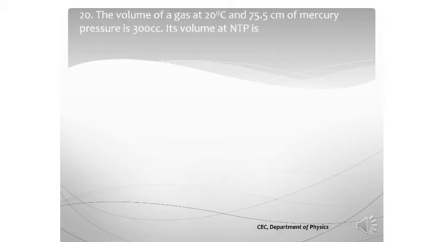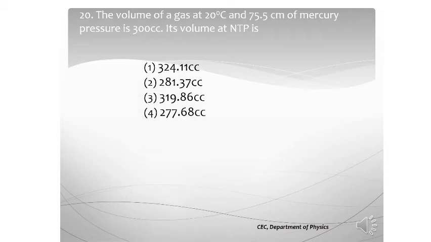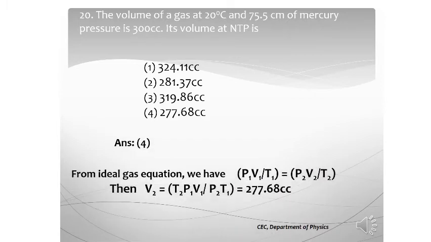The volume of a gas at 20 degree centigrade and 75.5 centimeter of mercury pressure is 300 cc. Its volume at NTP is: 1) 324.11 cc, 2) 281.37 cc, 3) 319.86 cc, 4) 277.68 cc. Answer is 4, 277.68 cc.